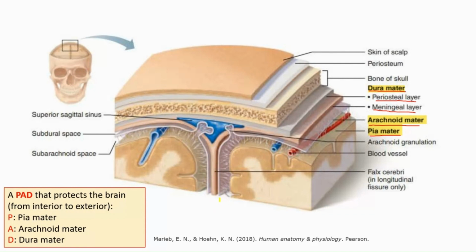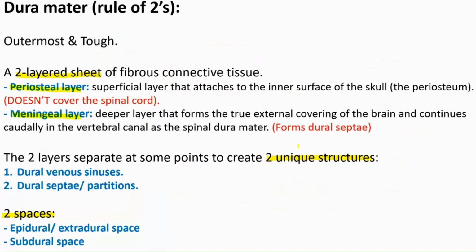That's why it's the only layer that will cover the spinal cord. So the spinal cord is not covered by the periosteal layer, it's just the meningeal layer of the dura mater. Alright? So here, as we said, the two layers separate at some points to create two unique structures, which are the dural venous sinuses and the dural septa or partitions.